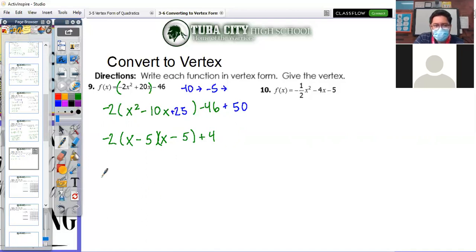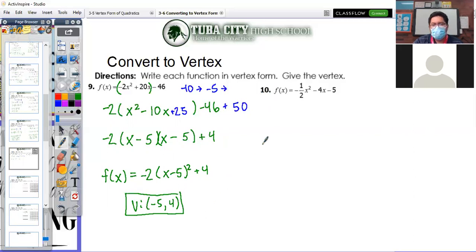Okay, now it looks like we're ready to write it into function notation. So f of x equals negative 2 times x minus 5 squared plus 4. And is that right? That one seemed kind of easy, but oh well, I guess I shouldn't question a gift. Because so far we've been having to work with some of these that have weird fractions and stuff. So let's go ahead and put this into vertex form. There we go.